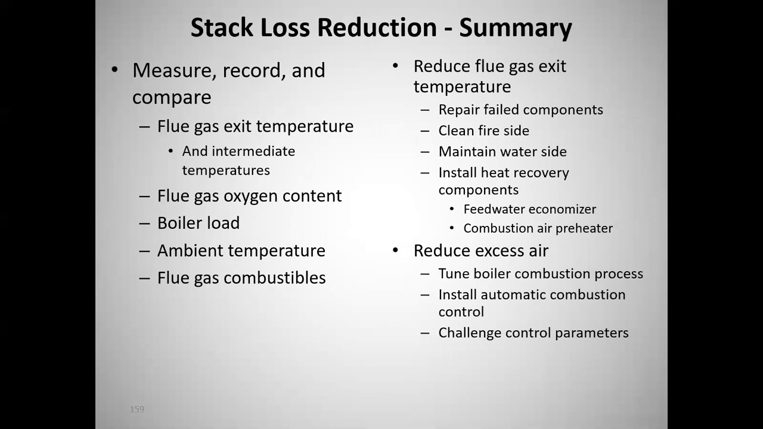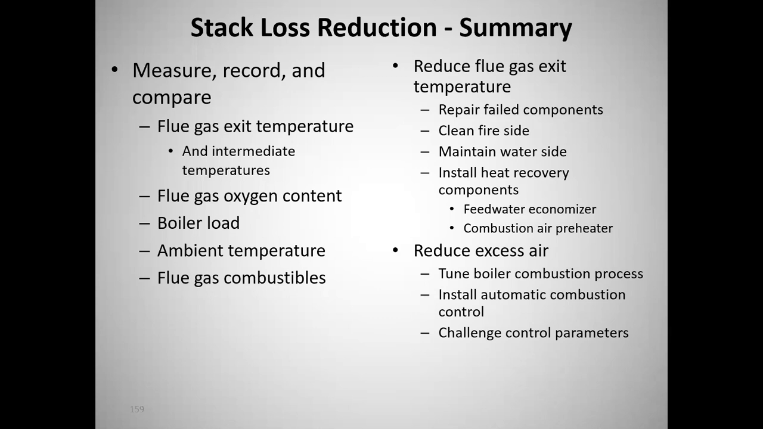Measure, record, compare. Flue gas exit temperature. What's it doing now? What did it used to do? And other intermediate temperatures as possible. Oxygen content. Is it tuned? And that is a function of boiler load, ambient temperature, and what are our combustibles doing as well. Make sure we can't cut back the air to the point that we don't burn the fuel.